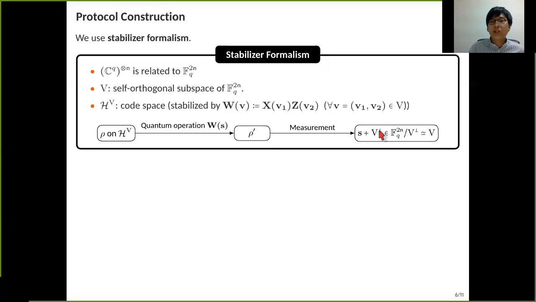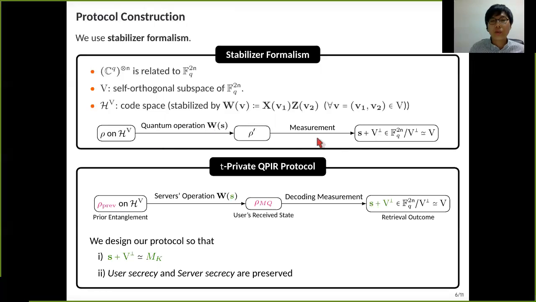Stabilizer formalism is often used for error correction. In the error correction case, the error correction operation is applied depending on this measurement outcome. But we don't consider any error correction. We use this line of process in our protocol construction.